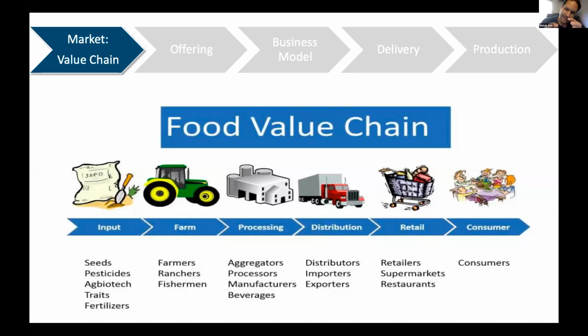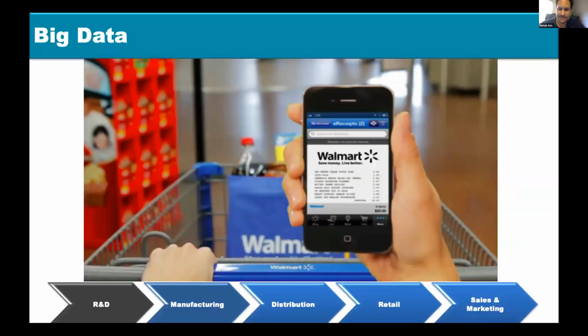The idea here is that I'm taking one solution and I'm applying that solution along different parts of a particular value chain, which is in this case the food value chain. Is this clear? I want you to do the same thing. I want you to look at your product, your solution, and then look at the different value chains and see which one you can serve here.